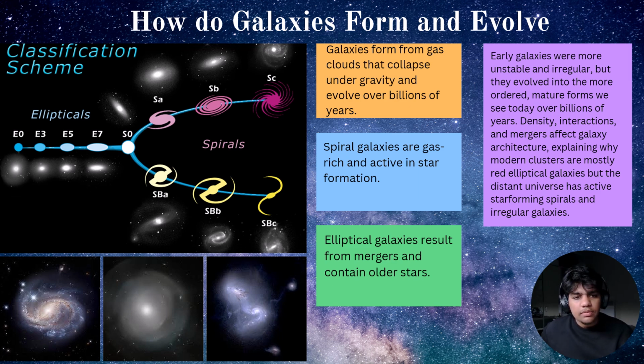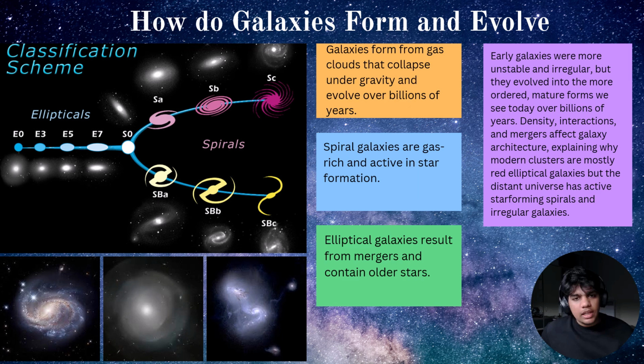Galaxies begin as massive clouds of gas that collapse under gravity. Over billions of years, they evolve through internal processes and interactions like collisions or mergers. Spiral galaxies tend to be rich in gas and dust, forming stars actively, whereas the elliptical galaxies contain older stars and result from mergers. Hence, they are more passive in terms of star formation. Irregular galaxies are chaotic and often reflect earlier stages of galactic evolution.